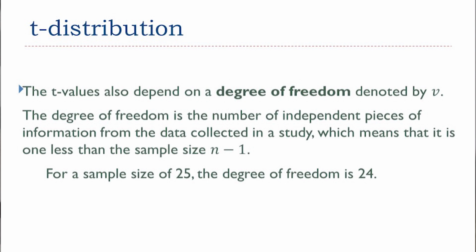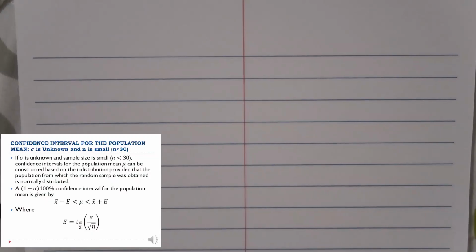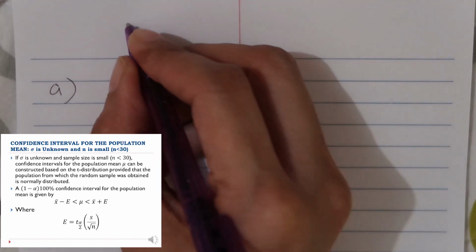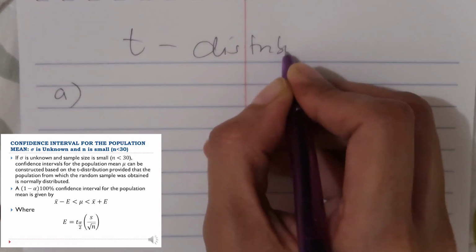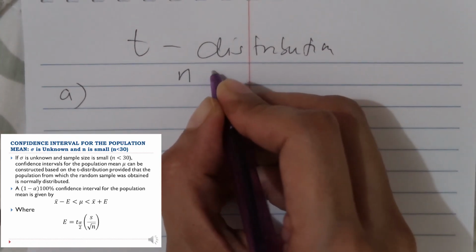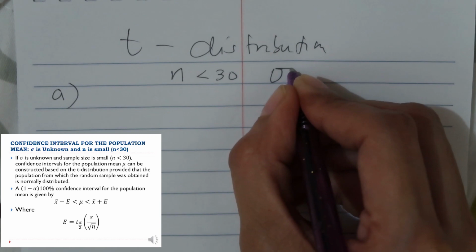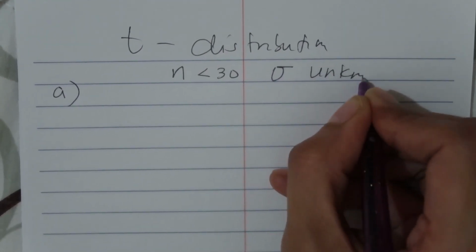We use T-distribution if the sample size is less than 30 and if the standard deviation is not given. So what is the condition in T-distribution? First condition, under the T-distribution, if n is less than 30 and the standard deviation is unknown.